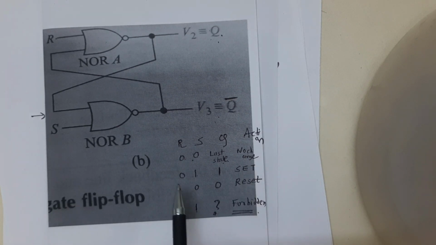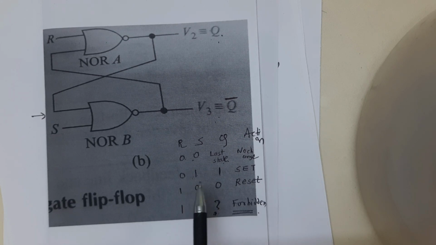The second condition, 0, 1. R is equal to 0 and S is equal to 1 force the output of the NOR gate to be low. Both inputs to NOR gate A are now low and the NOR gate output must be high. Hence, a 1 at the S input is said to set the flip-flop.